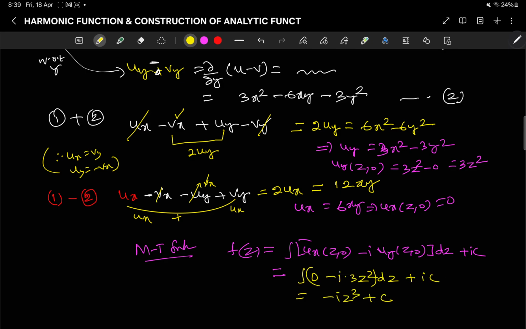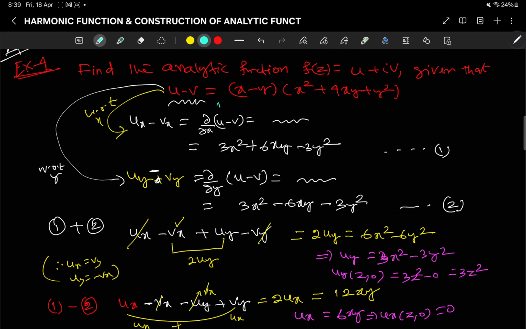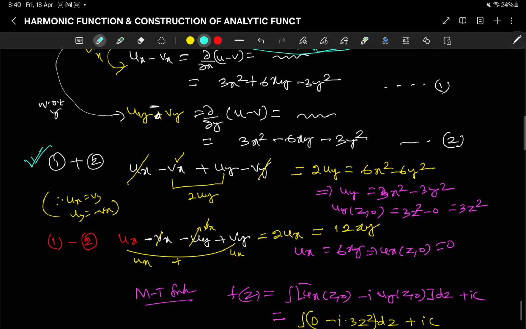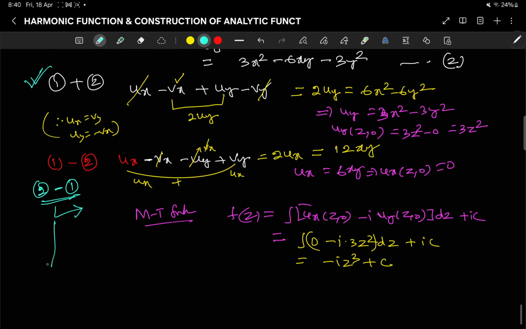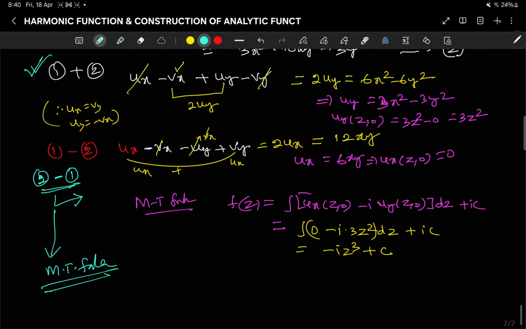Okay, let us solve one more example. Now instead, if u plus v is given, then this is the same, but here what you have to do is 2 minus 1. After that you apply the Milne-Thomson formula. Okay, this is what we have to solve, right? Coming to one more example.